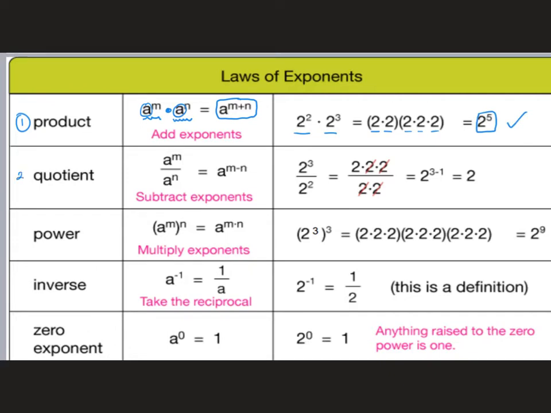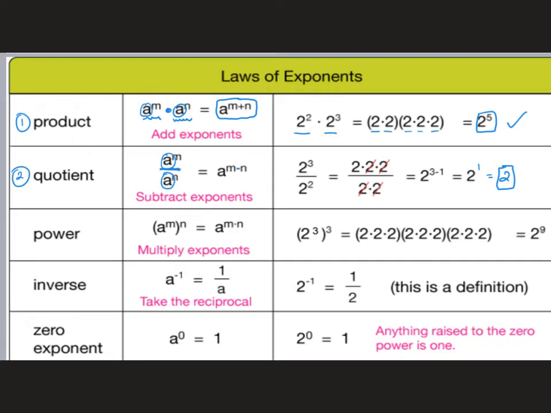Our next rule is the quotient rule of exponents. If I have a base a raised to the nth power divided by base a raised to the nth power, notice again, both bases are the same. When dividing, we subtract the exponents. So if I have 2 cubed over 2 squared, since both bases are base 2, I can simply subtract the exponents, 3 minus 2, and it would be 2 raised to the first, which is 2.